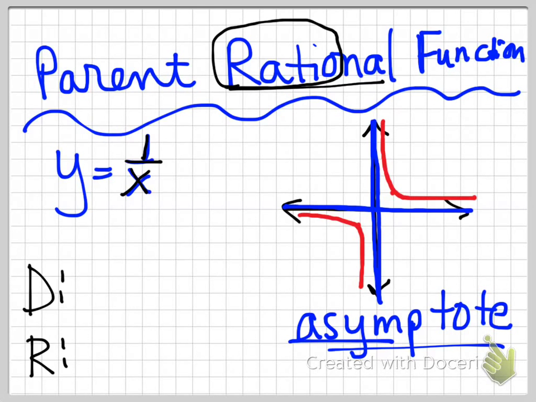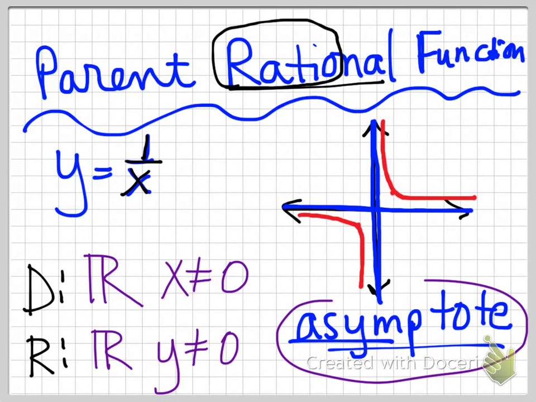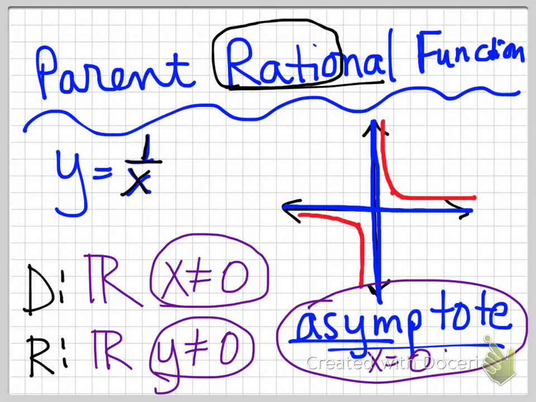So how does that affect my domain and my range? Well, my domain is going to be all real numbers, except it doesn't touch the y-axis, which would be 0. So x does not equal 0. And for the range, it's going to be all real numbers, except for y doesn't touch 0 either because of the asymptote. So if I were to ask you where are the asymptotes for this graph, you would say one of them is at x equals 0, and one of them is at y equals 0, because those are the places that we have the do not equal to when we're describing the domain and the range.